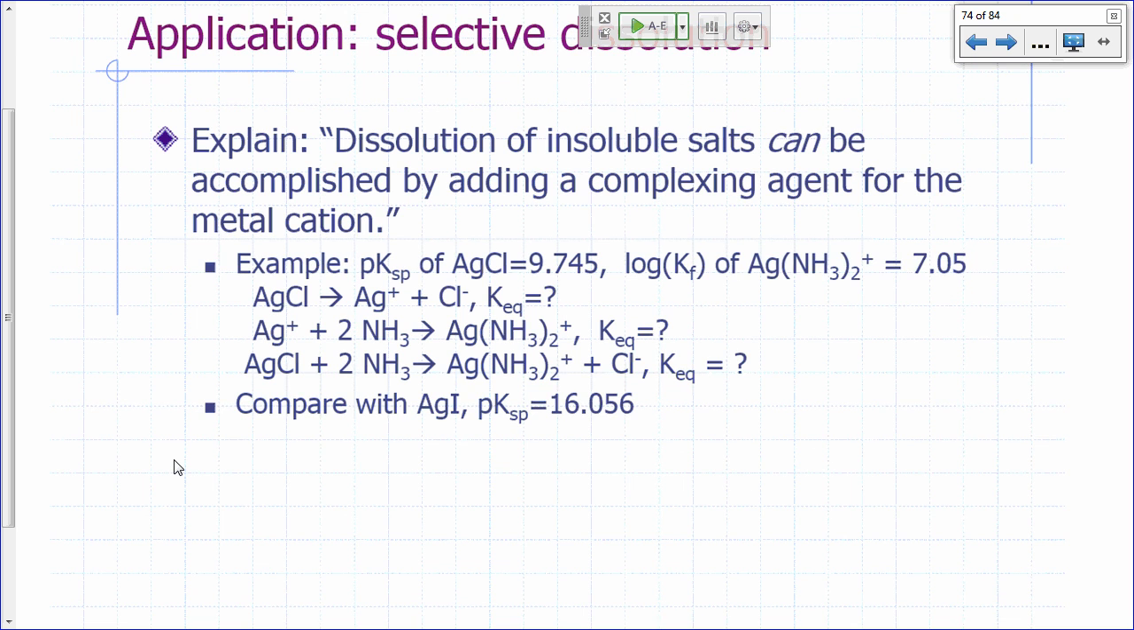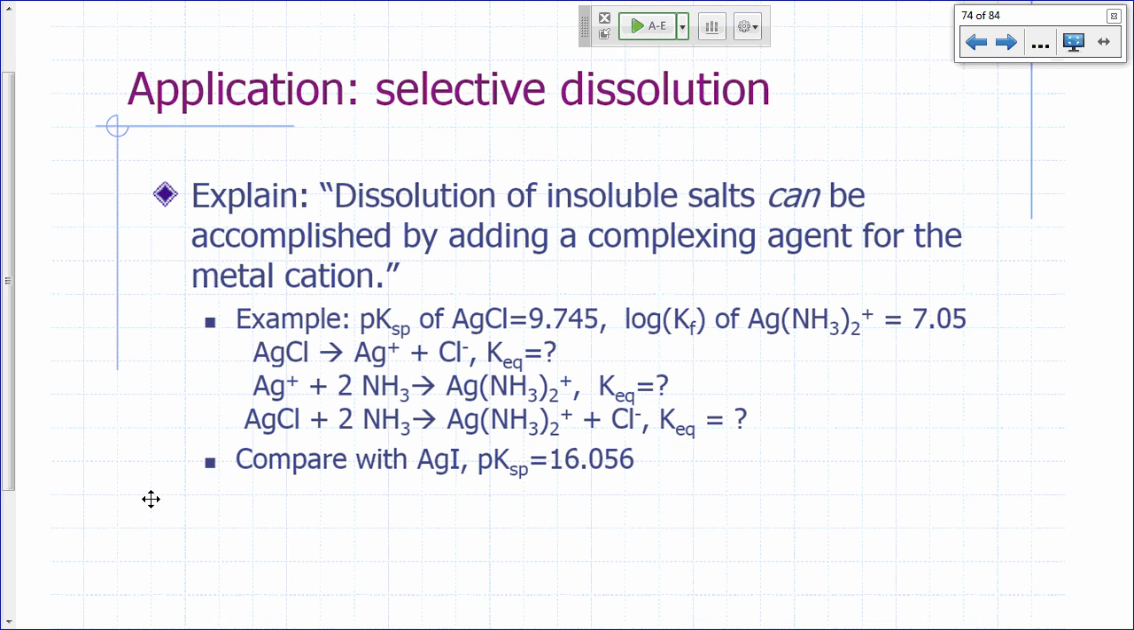You can also apply this to the cation. Instead of trying to convert the anion, you can convert the cation to dissolve something insoluble. So if you want to dissolve, for example, silver chloride, acid doesn't work, right? This is a low KEQ right here. KSP for this is 10 to the negative 9.745. So that's a small number. So since you can't get silver chloride to dissolve in acid, what you can try to do is dissolve it in something else.